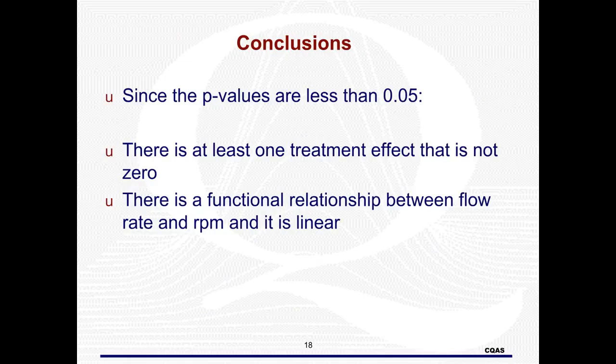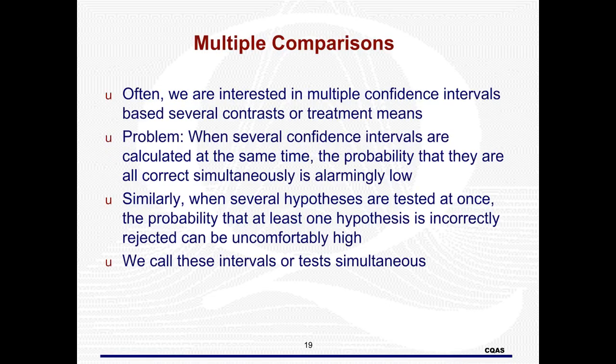In practical terms, that means increasing RPM results in a predictable increase in flow rate. We do not need a more complicated model because the higher-order polynomial terms are not significant. Whenever possible, we prefer the simplest model that adequately describes the data, and in this case, a linear relationship appears sufficient. Now we're moving into one of the most important topics in applied statistics: multiple comparisons.